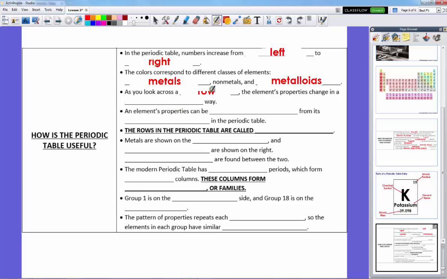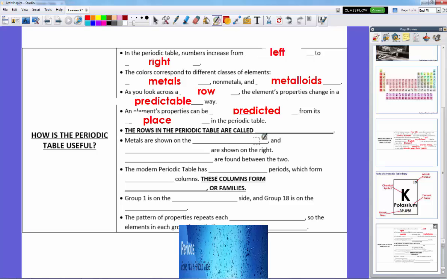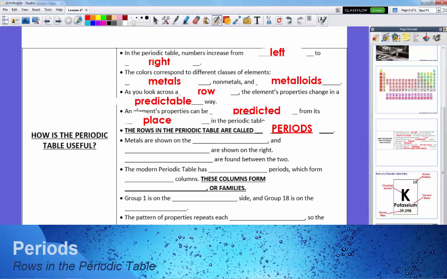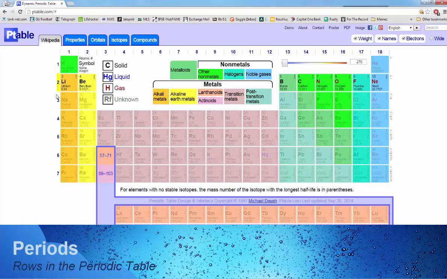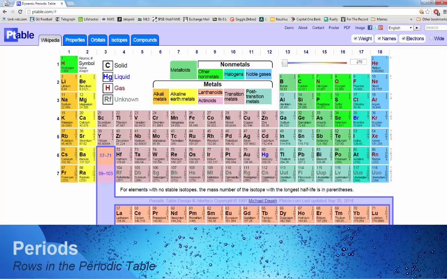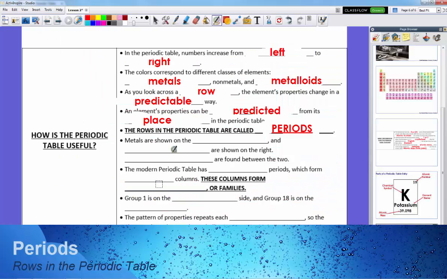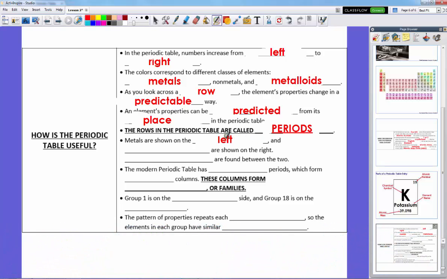Now, if you look across a row of a periodic table, you'll see that the elements change in a predictable way. And because the elements' properties go in a very predictable fashion, we can predict them based on where they're at in the periodic table. Now, the rows in the periodic table are called periods. So in the periodic table, we have 7 periods right here: 1, 2, 3, 4, 5, 6, 7. These are the 7 rows. And the elements change regularly. Metals are shown on the left, and nonmetals and metalloids are shown on the right, with metalloids in between.